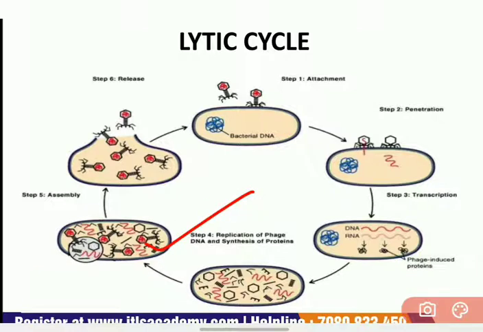Step 4 is replication of phage DNA and synthesis of proteins. Replication of phage DNA occurs in the fourth step, and for the packing of this genetic material into a particular coat, there is formation of protein also. This protein provides the coat for the genetic material of the phage. Fourth step is assembly.